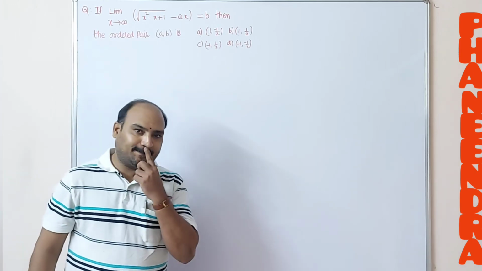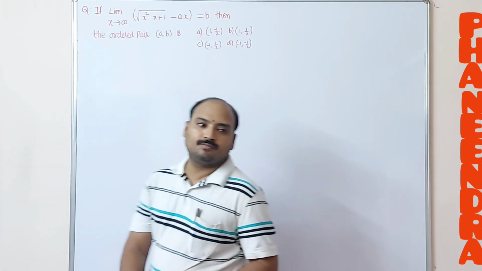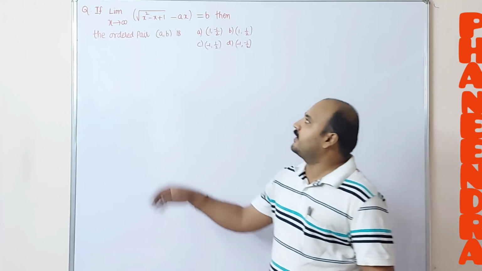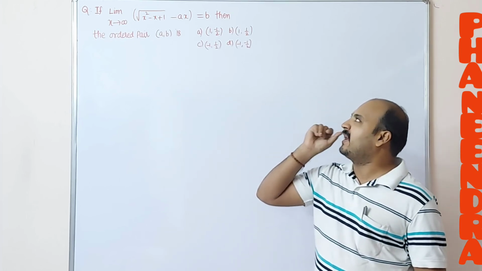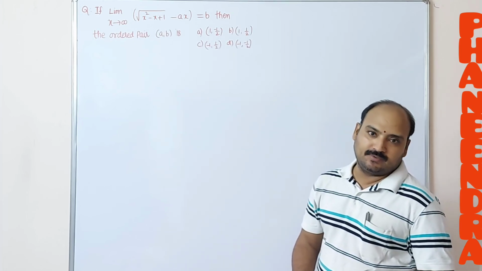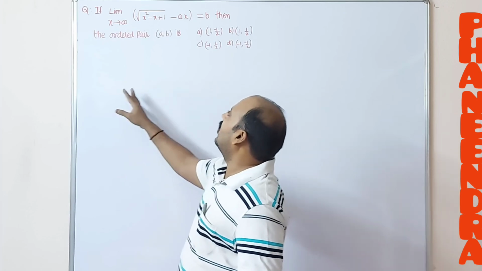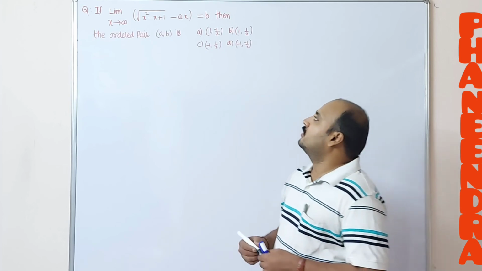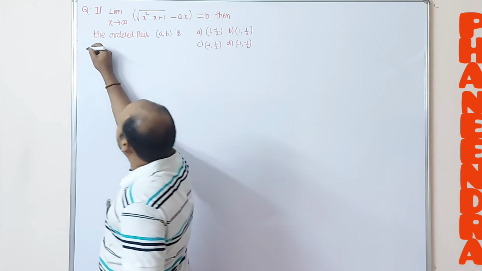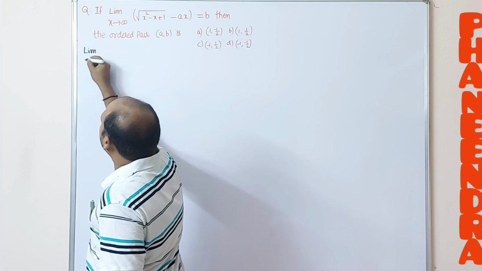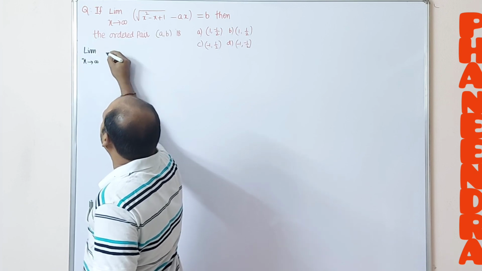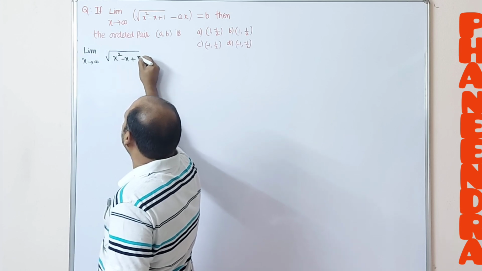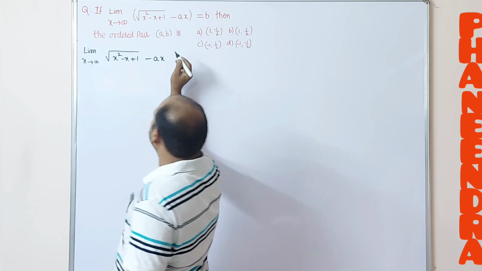The next question. If the limit as x extends to infinity of square root of x square minus x plus 1 minus ax equals b, then the ordered pair a comma b is, this is the question. So here, limit x extends to infinity, square root of x square minus x plus 1 minus ax.